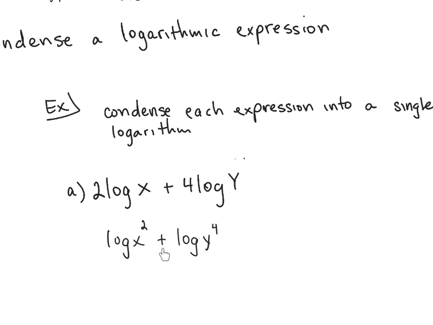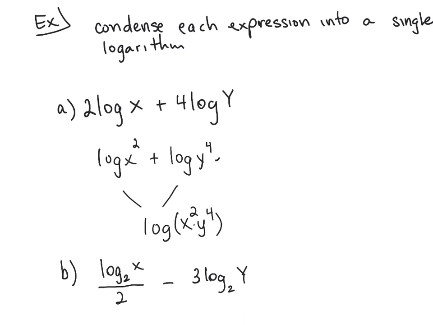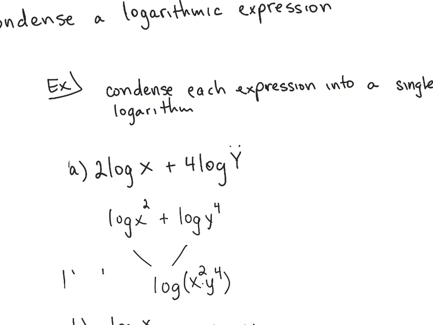Now since we have a plus sign between these two logarithms, the two logarithms can be condensed into one single logarithm, and then the terms inside of those logarithms are going to form a product. So that would be the final form there, log, and it's log base 10, it's a common logarithm, log base 10 of x squared times y to the fourth.